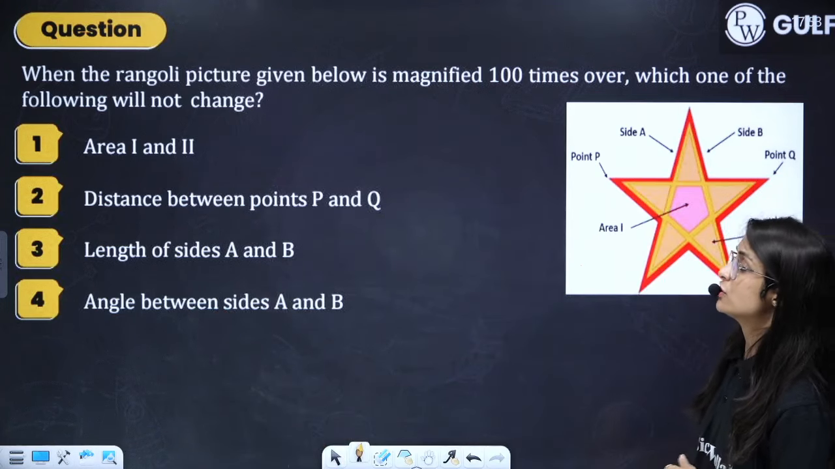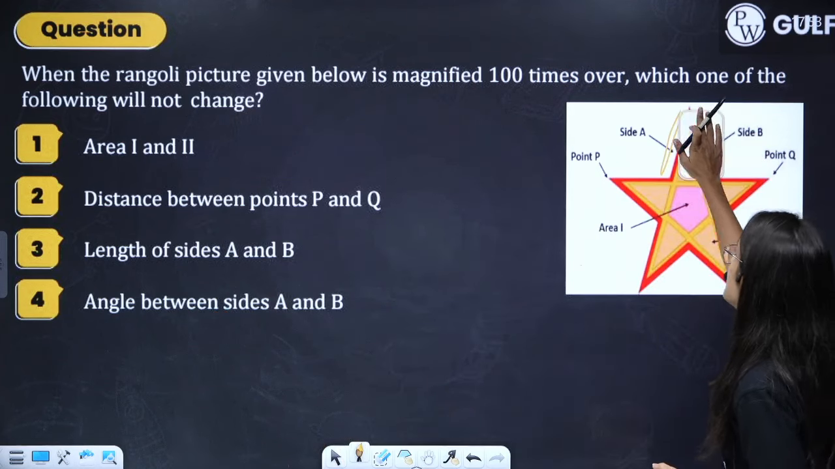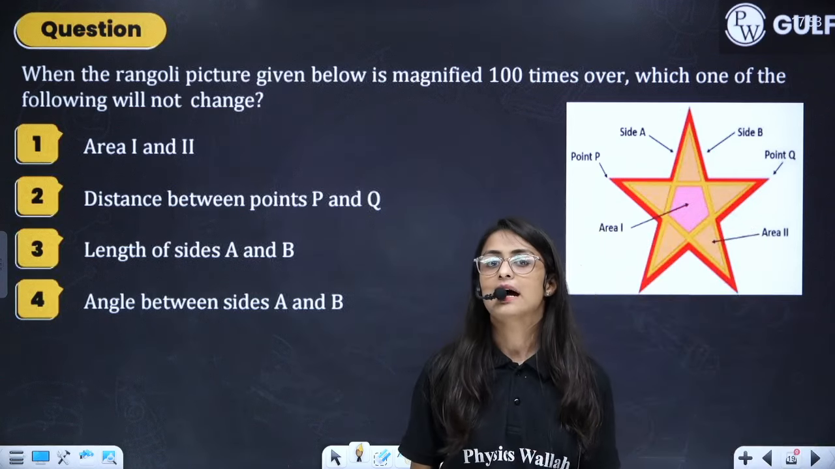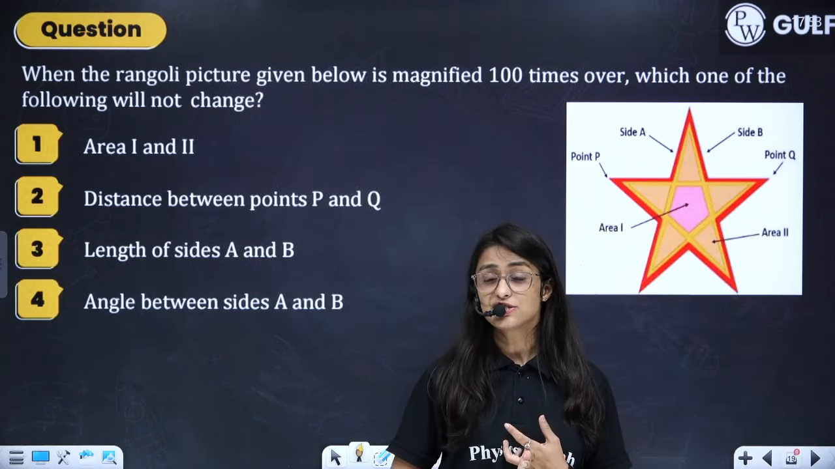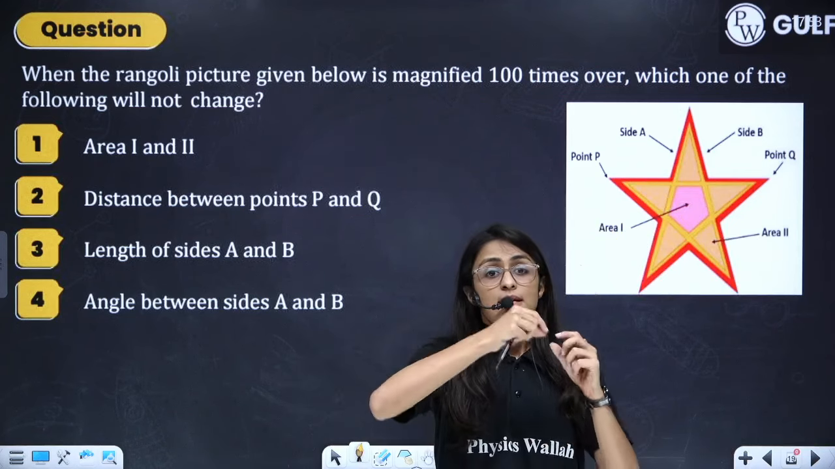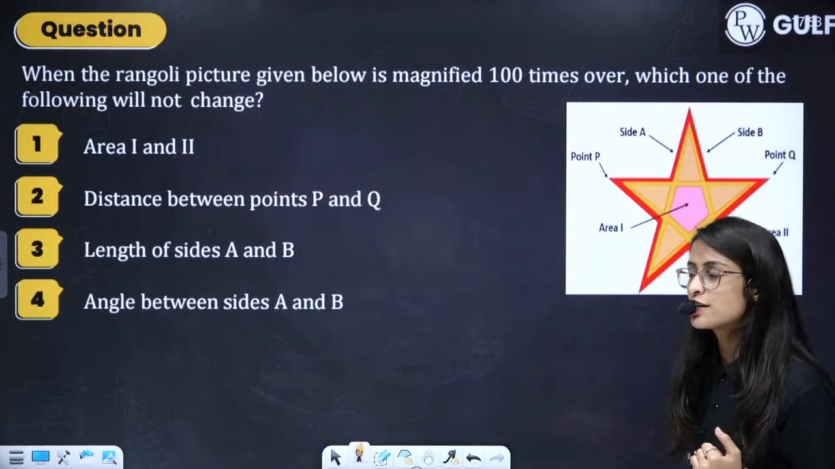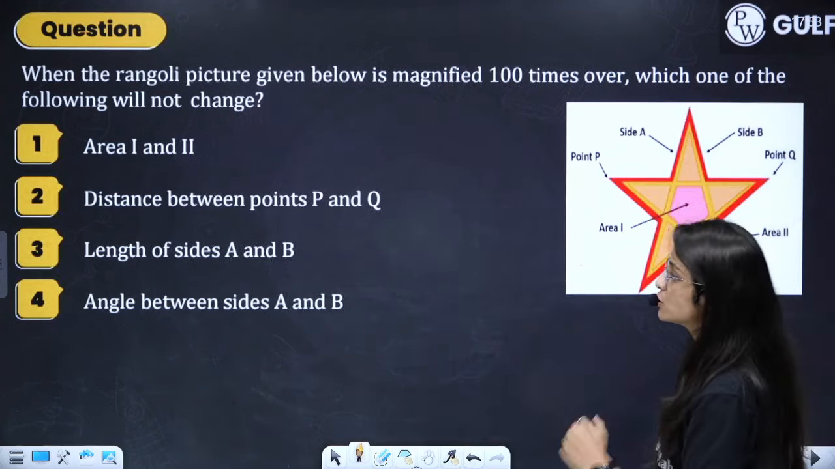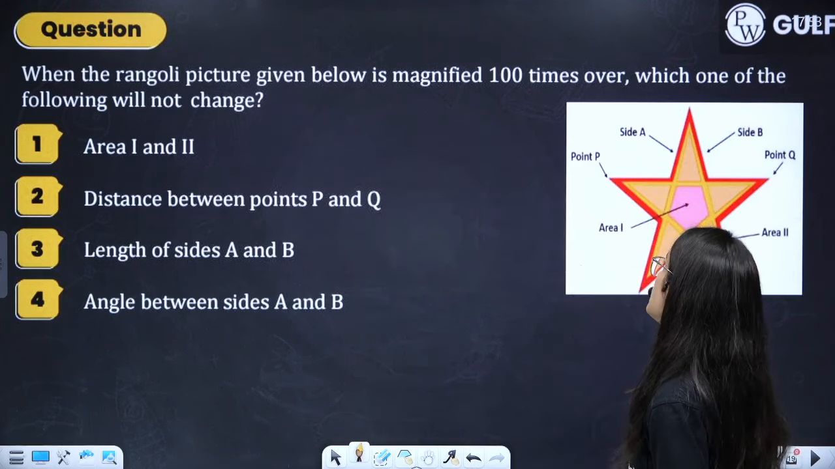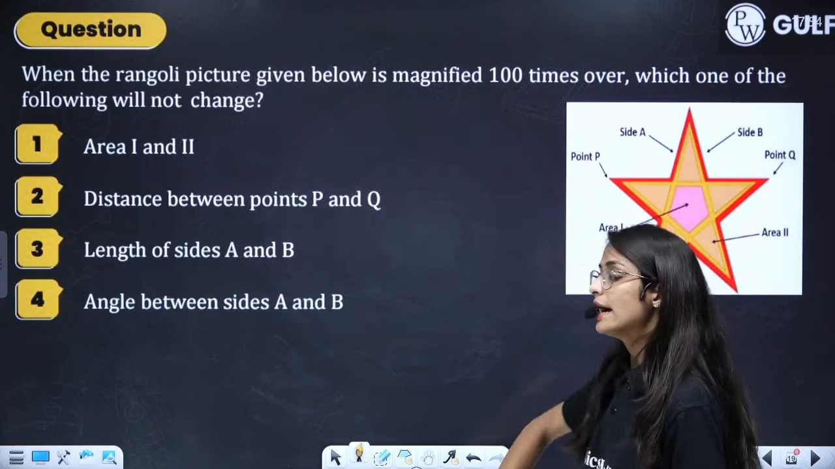Moving on to the length of sides A and B. See, here I have side A, here I have side B. After enlarging the figure, if the area is changing and the length between P and Q is changing, then it's obvious sides A and B will also get bigger and larger. So they'll also change, obviously, right? The fourth one is the angle between sides A and B. Okay, the angle between sides A and B, that won't change.